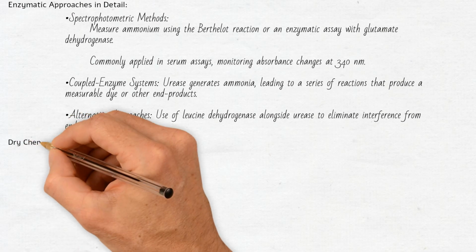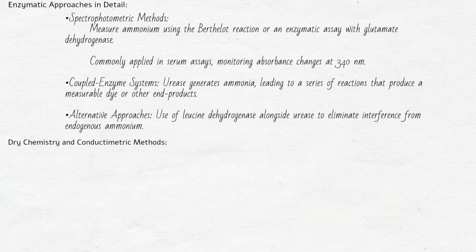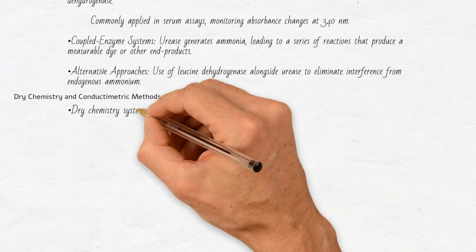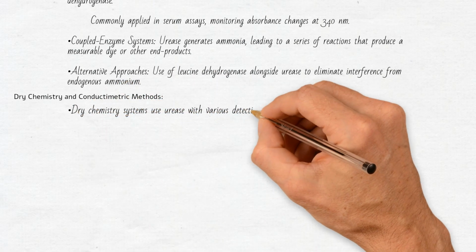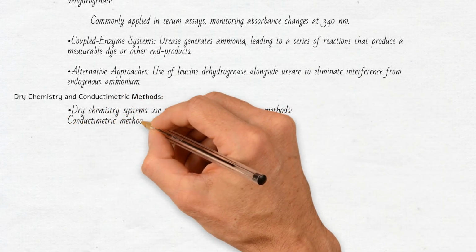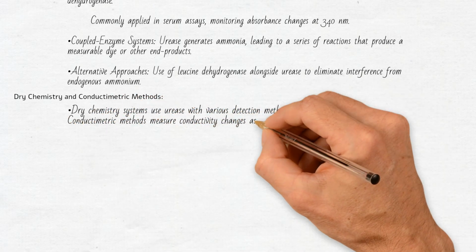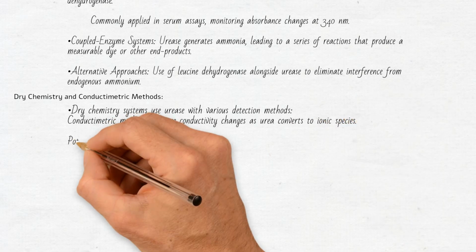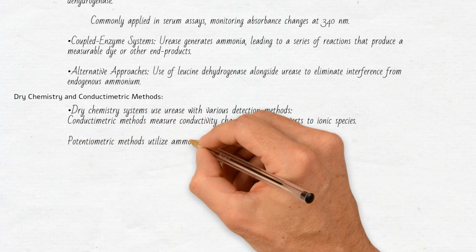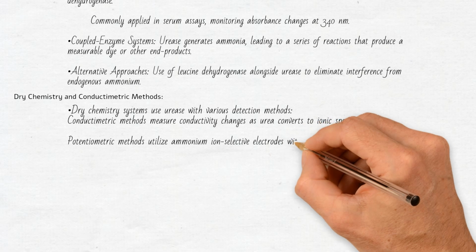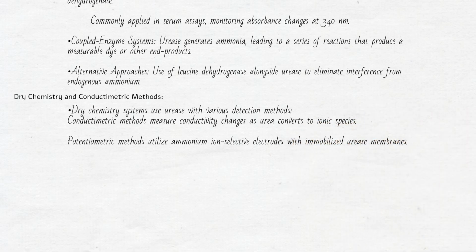Dry chemistry and conductimetric methods. Dry chemistry systems use urease with various detection methods. Conductimetric methods measure conductivity changes as urea converts to ionic species. Potentiometric methods utilize ammonium ion selective electrodes with immobilized urease membranes.